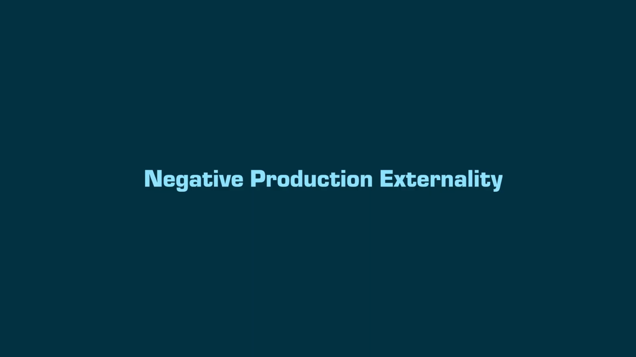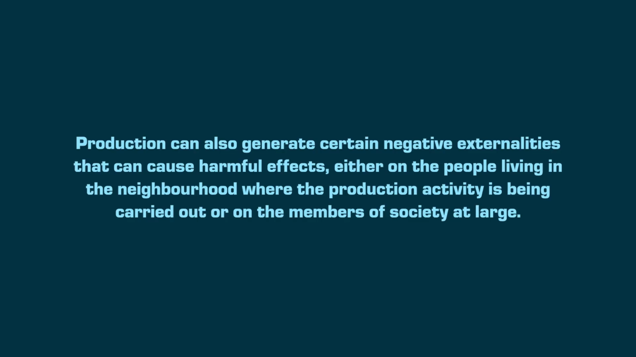Then we come to the negative production externalities. Production can also generate certain negative externalities that can cause harmful effects either on the people living in the neighborhood where the production activity is being carried out, or on the members of the society at large. For example, air pollution created by the factory which emits smoke during production, or the waste material generated in the production process which may be dumped into the streams or water bodies, can create potential health hazards, especially for the people living in the surrounding areas.